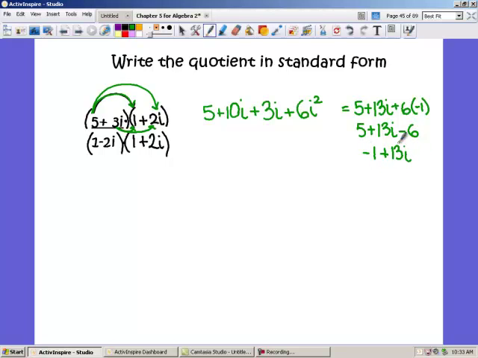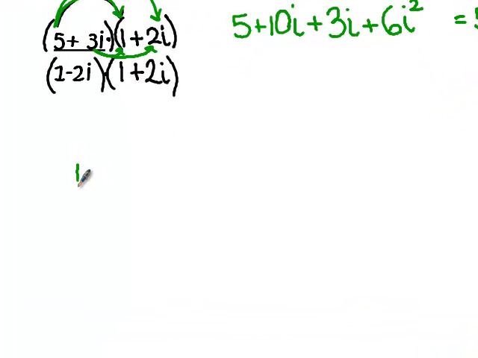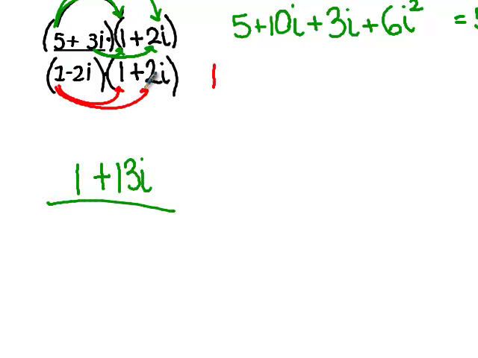Okay, so I'm going to go down here, I guess. Actually, I'll go right below it. There's our top. Now we need to work on the bottom. So same thing. We're going to use the FOIL method. We have 1 times 1. And we have 1 times 2i. And we have negative 2i times 1. And we have negative 2i times 2i. So we have a negative 4i squared.